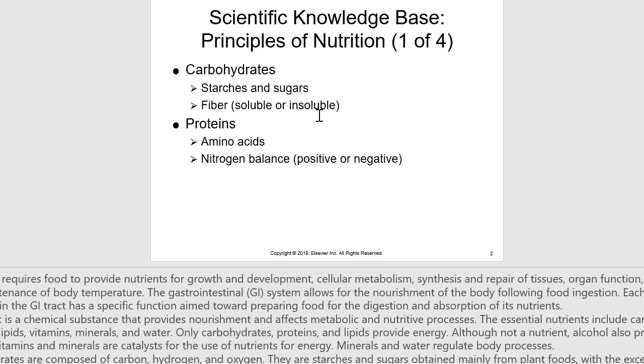The body needs a positive nitrogen balance for growth, maintenance of lean muscle mass and vital organs, as well as wound healing. When output of nitrogen is greater than the intake, a negative balance occurs. Negative nitrogen balance occurs in infection, sepsis, fever, burns, starvation, and trauma.